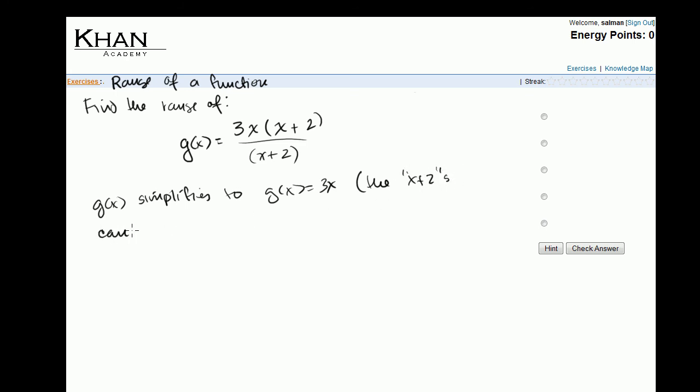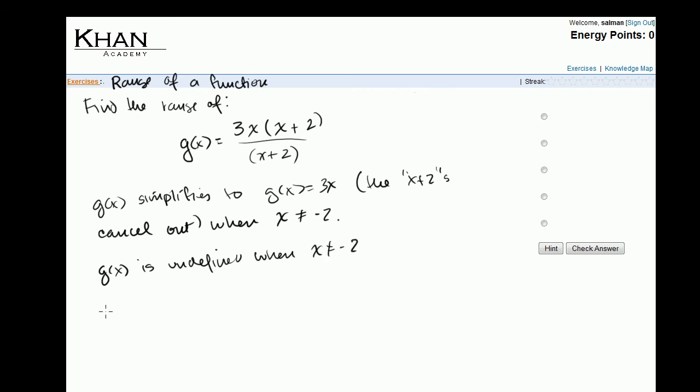You could write it however you think is most appropriate. Cancel out when x is not equal to -2. And then the next hint is g of x is undefined when x is equal to -2.